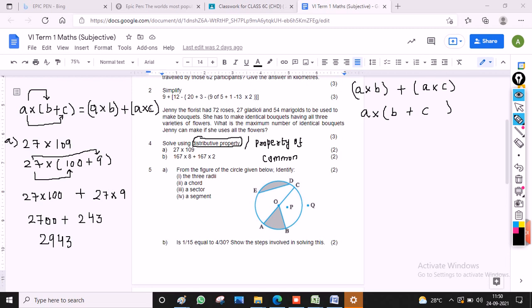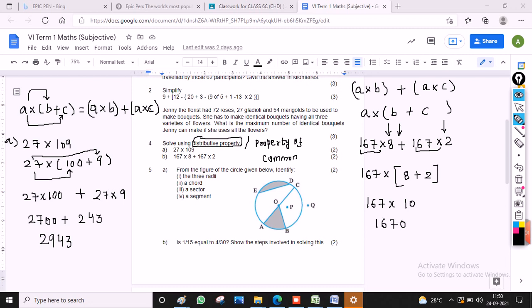Similarly, in the b part of the question, I can spot very clearly 167 coming two times. So taking 167 as common, I am left with what? I am left with 8 in the first, and then the plus sign, and then 2. So what is 8 plus 2? 8 plus 2 is 10. See, 8 plus 2 gives us 10, and 167 multiplied with 10 gives 1670.